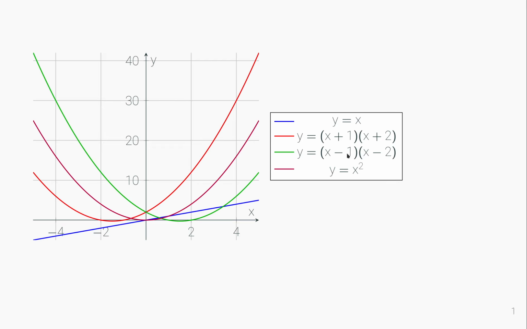Similarly, for y is equal to (x minus 1) into (x minus 2), this equation would be x square minus 3x plus 2. So that is your green line, okay? If you see your green curve, it cuts at 1 and 2. If you look at y is equal to x square, I'm talking about the dark red color, it has repeated roots. It only touches at x is equal to 0. That is, it has repeated roots because it touches at only one point.